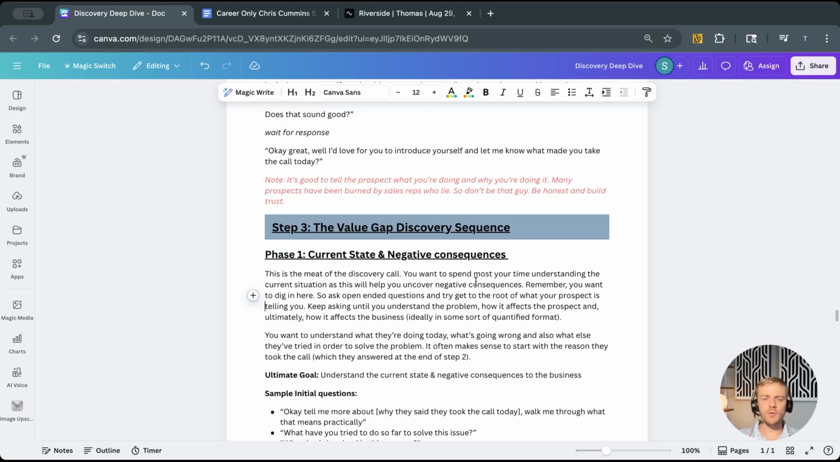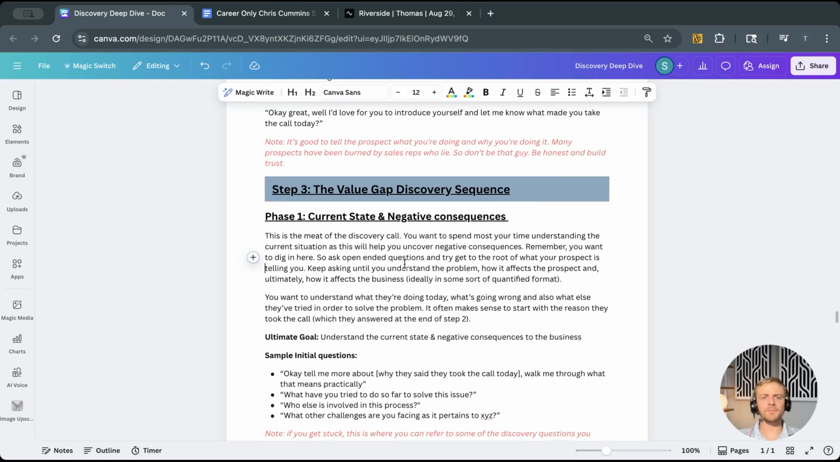Okay, now we get into the value gap discovery sequence. Phase 1 is current state and negative consequences. Like I wrote here, this is the meat of the discovery call. You want to spend most of your time understanding the current situation, as this will help you uncover the negative consequences like we spoke about above. And remember, this is where you want to dig in.